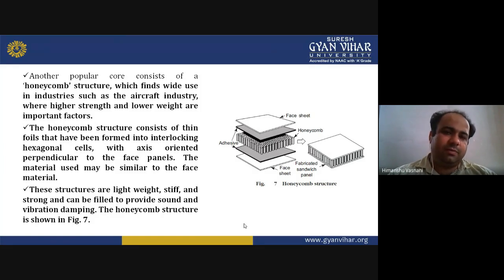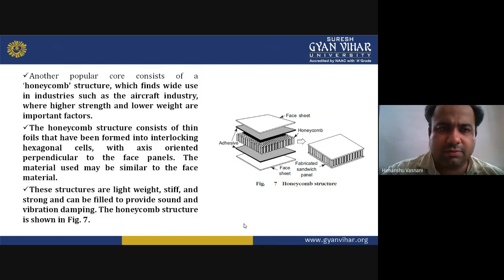The main thing from this is that the honeycomb structure consists of thin foils that have been formed into interlocking hexagonal cells with axis oriented perpendicular to the face panels, and the materials may be similar to the face material. Okay, and these structures are light in weight, stiff, and strong.